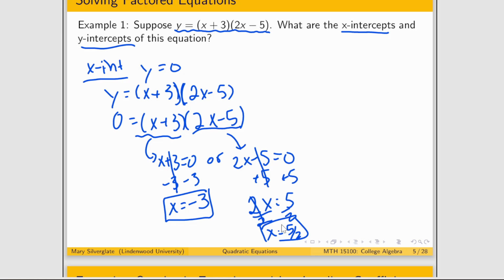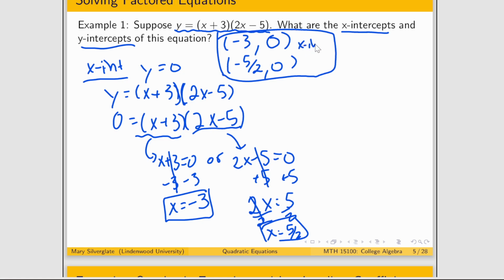And what I really just found out is that my x-intercepts exist at the points (negative 3, 0), since I just found this by plugging in 0 for y, and (5 halves, 0). Those are our x-intercepts. For the y-intercepts, these tend to be usually a little bit less arithmetic, because for a y-intercept you plug in x is equal to 0.